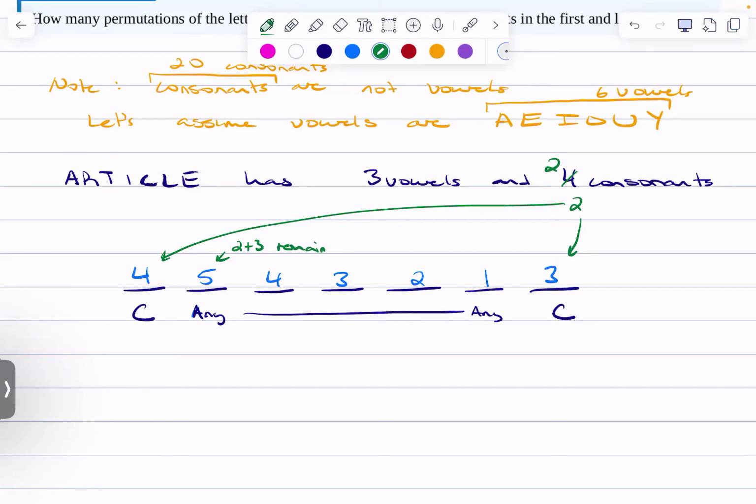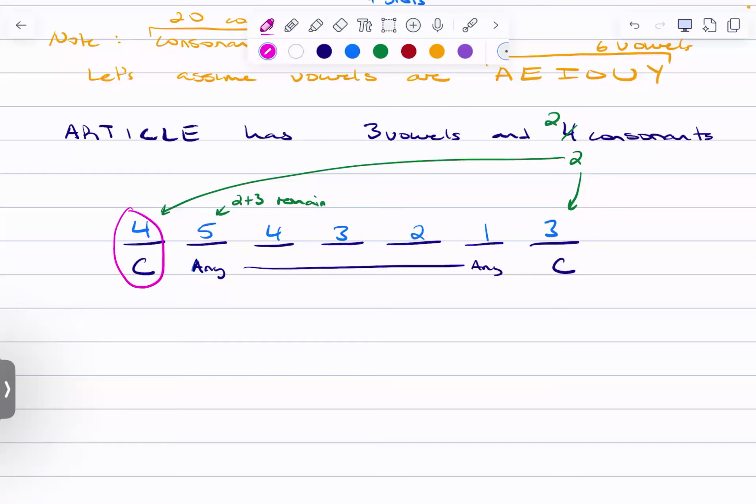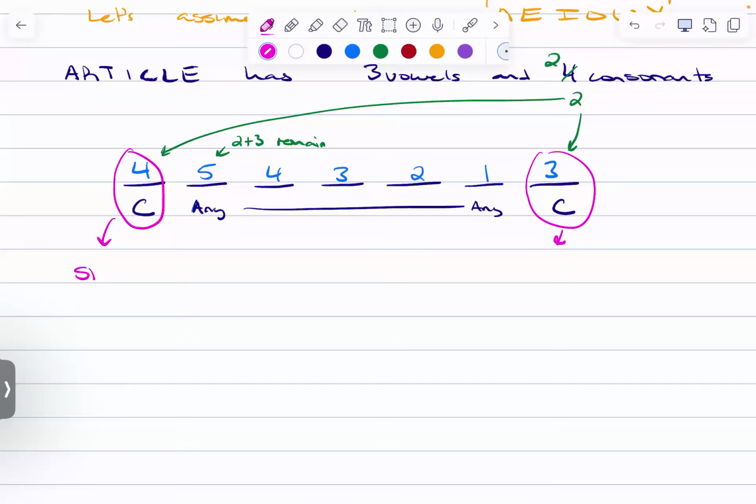That one's sneaky, so maybe I should make a note here. Start with the restrictions. Kind of handle those first and then see what's left over.